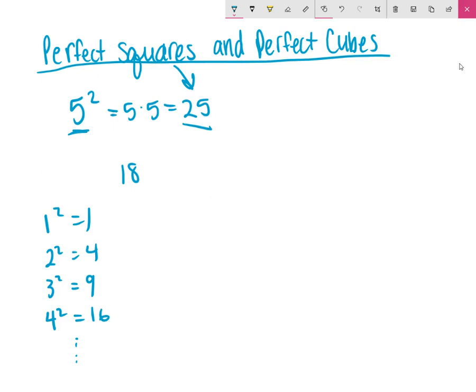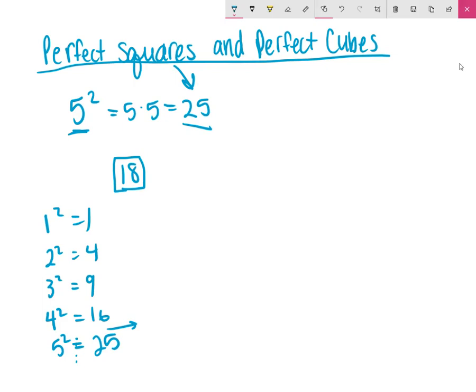So let's look at this situation here. We got 18, and we're trying to figure out if it's a perfect square or not. Well, remember, the perfect square would be the result of squaring a number. Well, 18 is after 16 and before 25. Remember, 16 is the result of squaring 4, and 25 is the result of squaring 5.